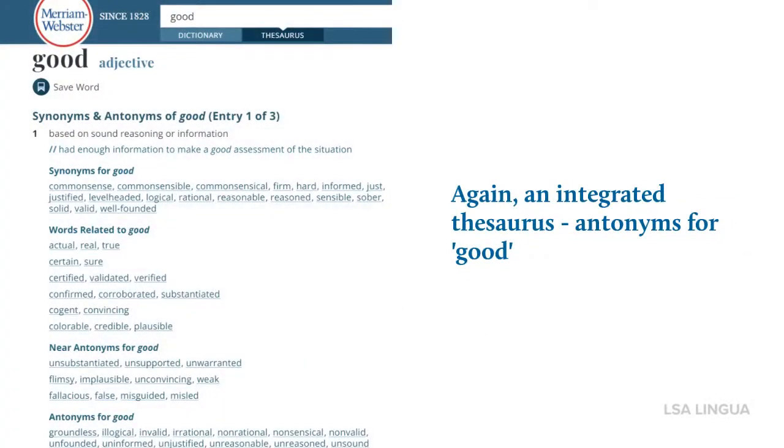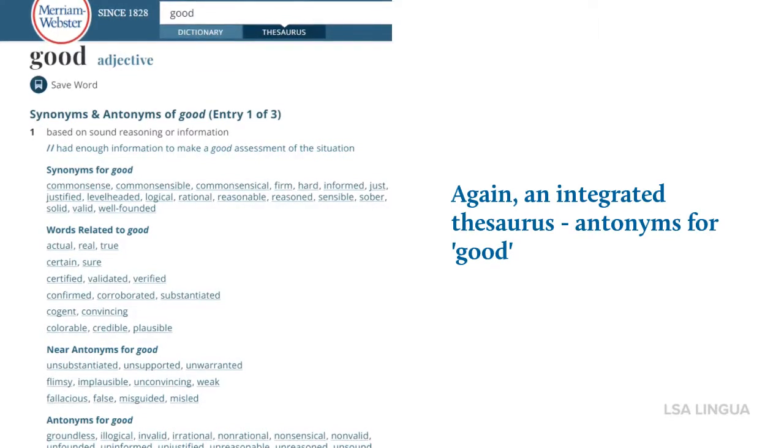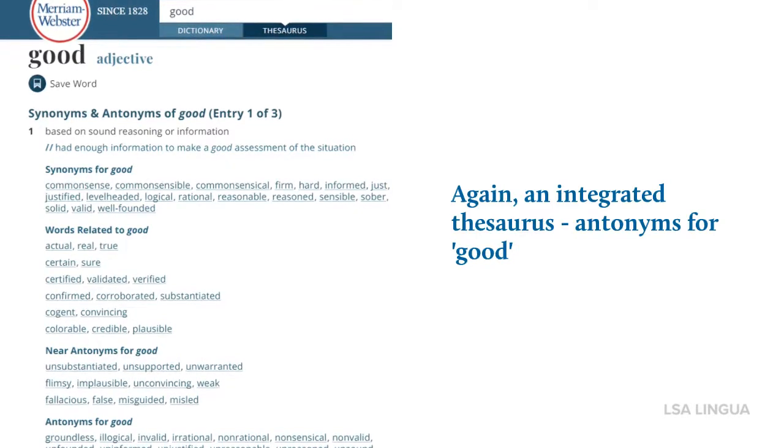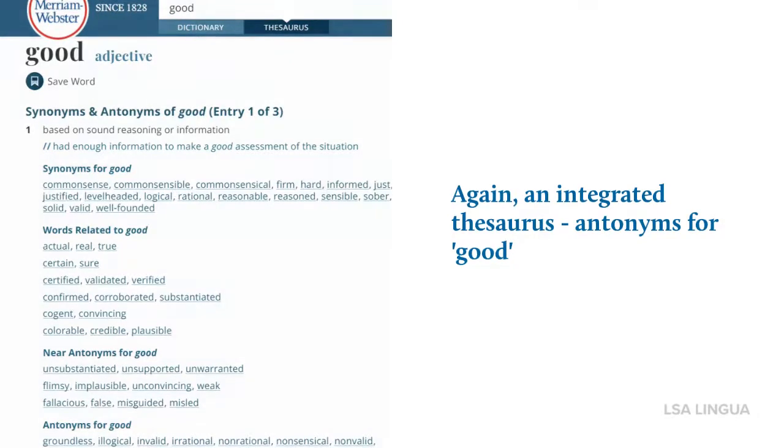Alright, so my solution to this problem is to just use a good quality dictionary, for example, Merriam-Webster. Here you see synonyms and antonyms of the word good, entries 1 through 3, so there's quite a lot to look up. And there you see synonyms for good, words related to the word, near antonyms, and antonyms. So just take this to your advantage.